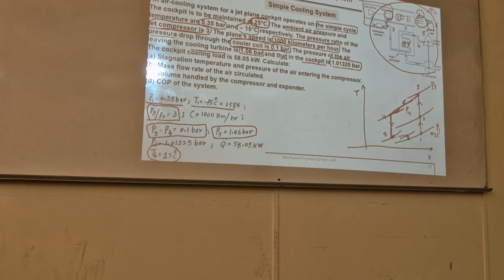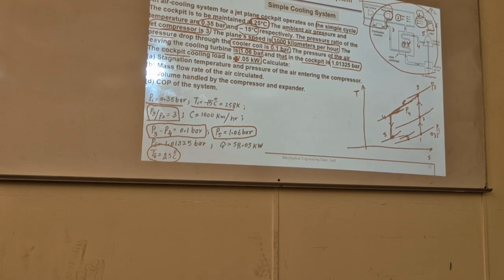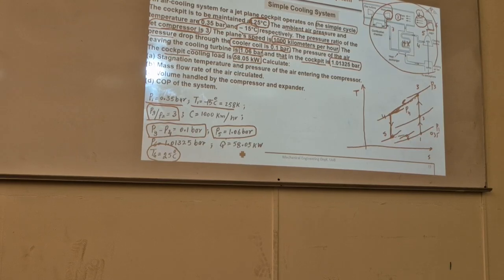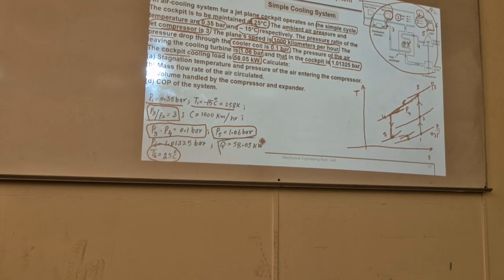Now, what is given? The cockpit cooling load is 58.05. I don't know what is the meaning of 0.05 here. 58 kilowatts. So here is that cooling load. The amount of heat which is to be absorbed, right?